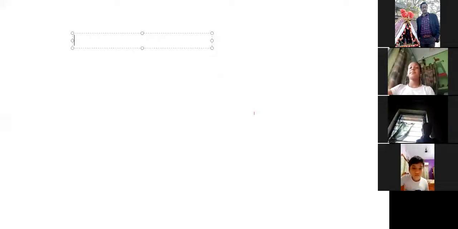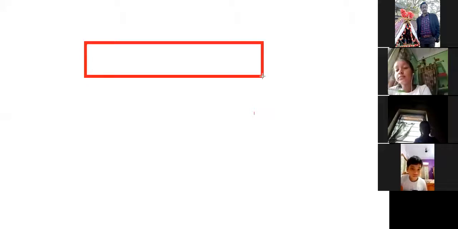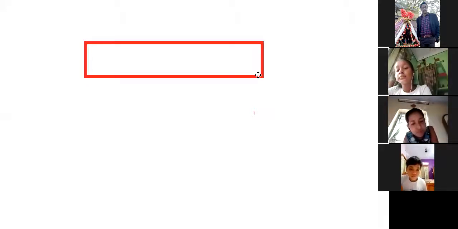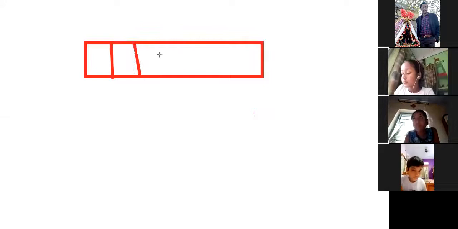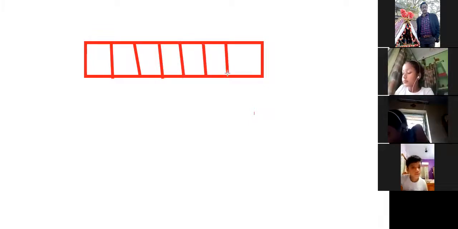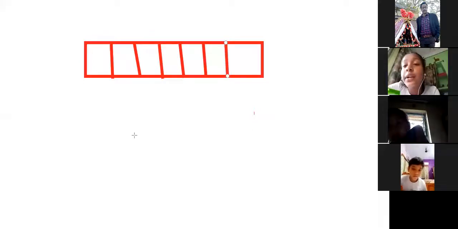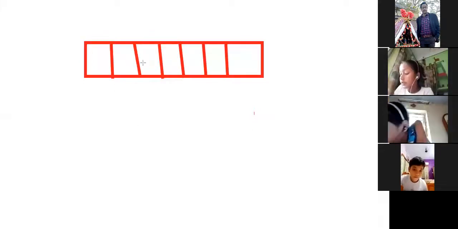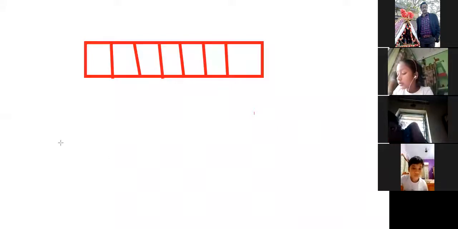Now we move into this one. Suppose I have a drawing. Everybody watch the drawing carefully. In this drawing I have separate parts: 1 part, 2 parts, 3 parts. All are equal, though my hand is not drawing proper fractions. So how many parts are there? 1, 2, 3, 4, 5, 6, 7 parts.